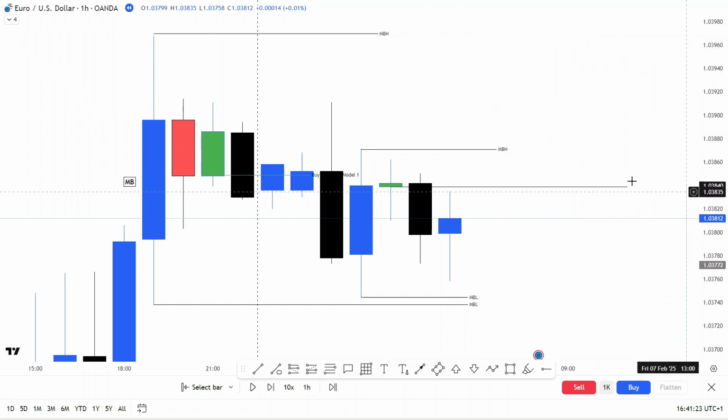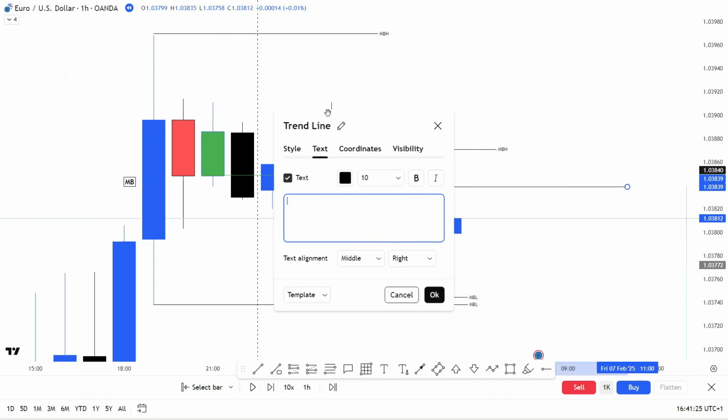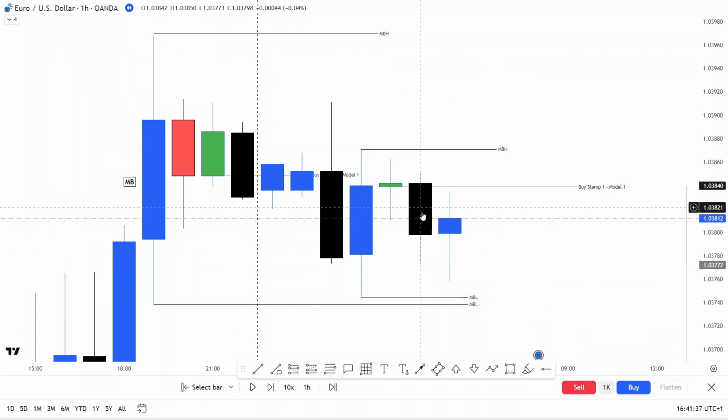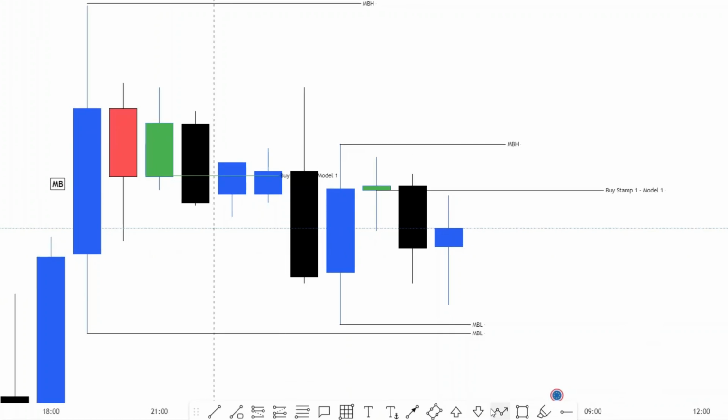So I want us to write it so that you can get to understand it better. So this is buy stamp 1 model 1. Why is it so? The confirmation candle never took out the mother bar candle. So what are we expecting? We're actually expecting price to pull to the downside. Let me show you exactly what we're expecting.